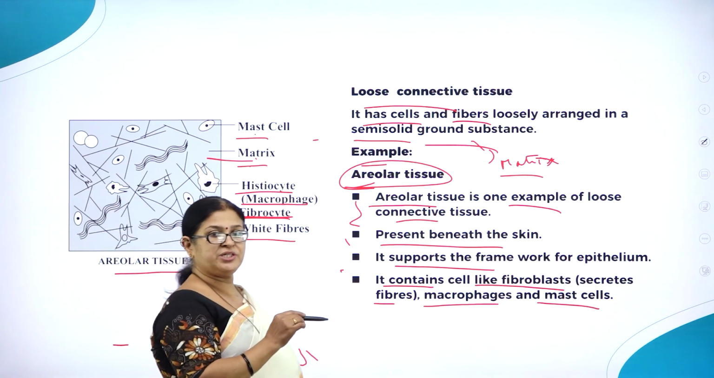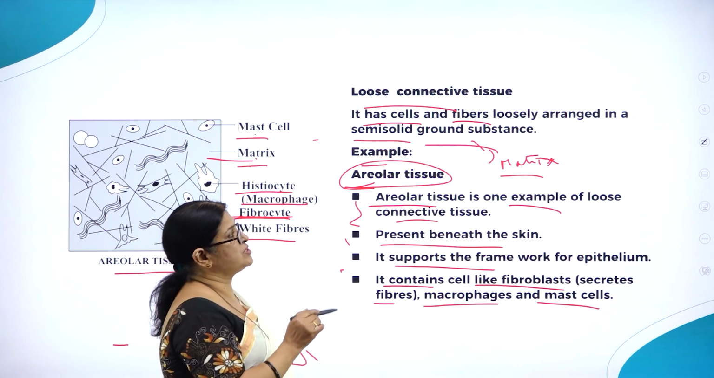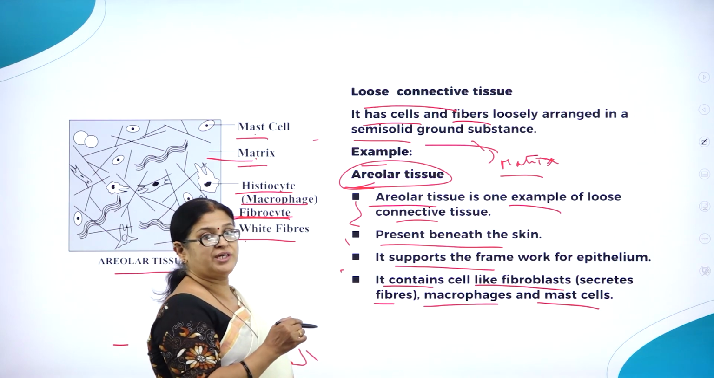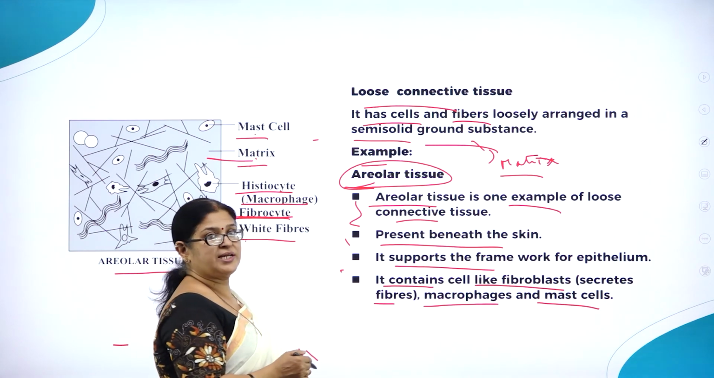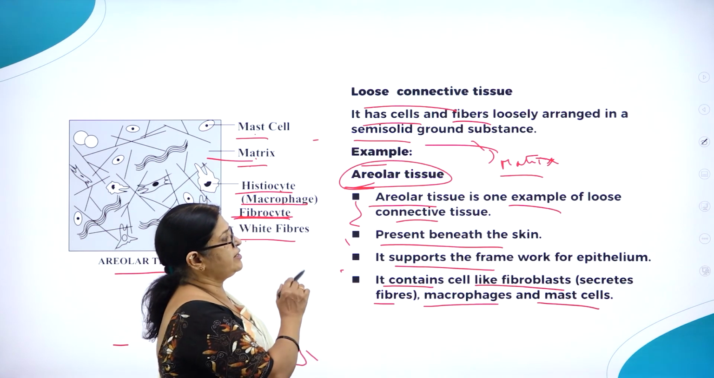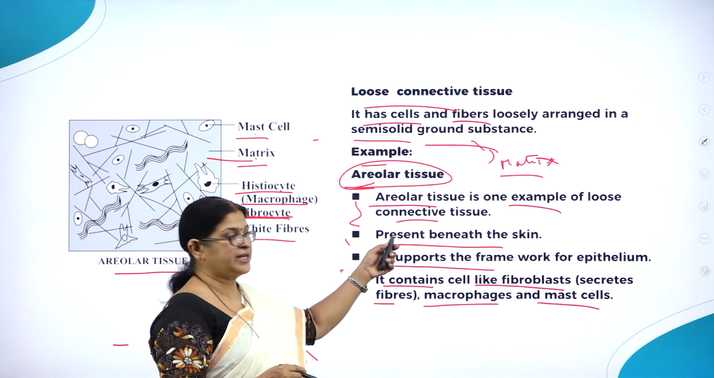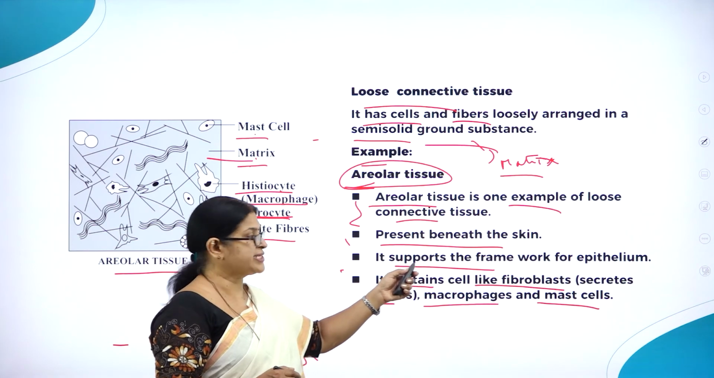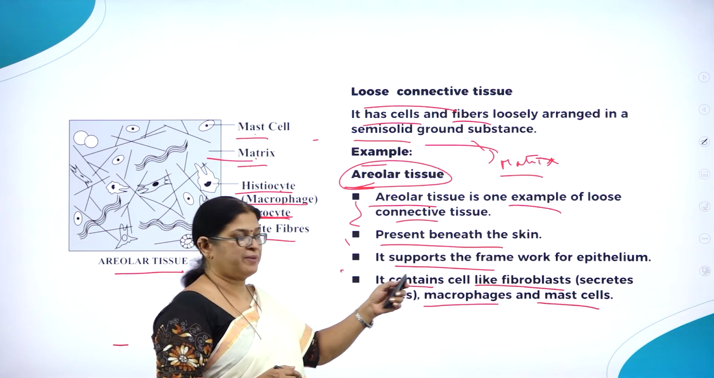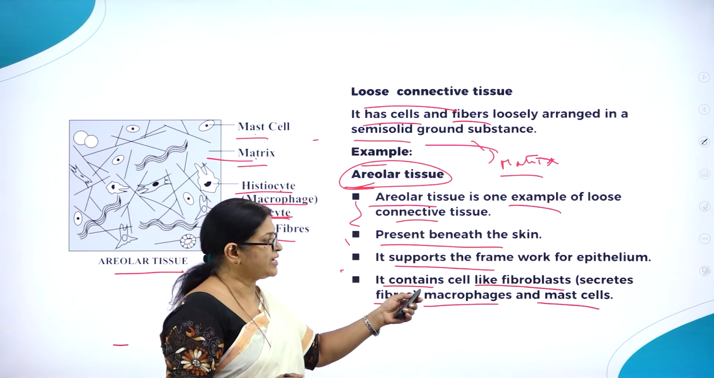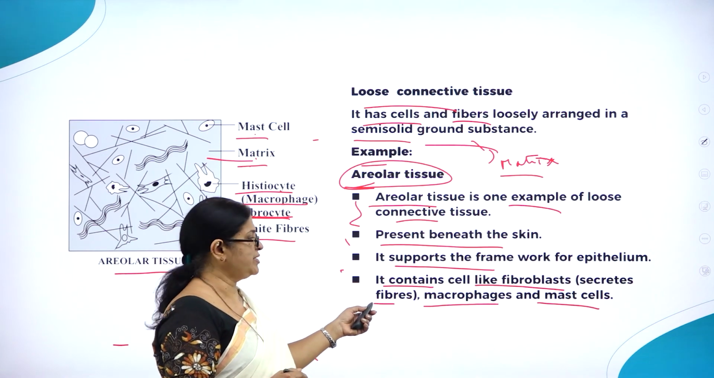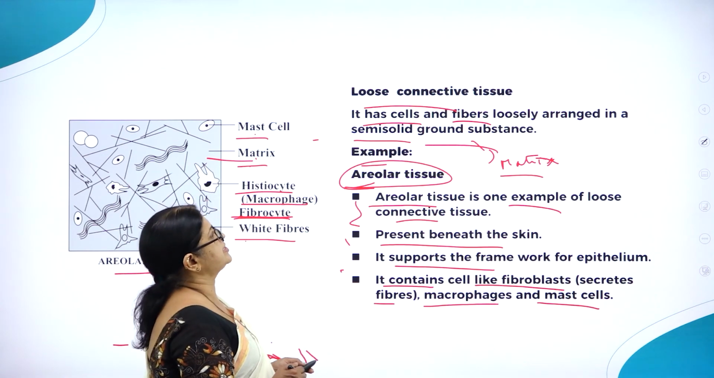So loose connective tissue has cells and fibers loosely arranged in a semi-solid ground substance. And a classical example is areolar tissue. Areolar tissue is one example of loose connective tissue present beneath the skin. It supports the framework for epithelium. It contains cells like fibroblasts, which secrete fibers, macrophages and mast cells.